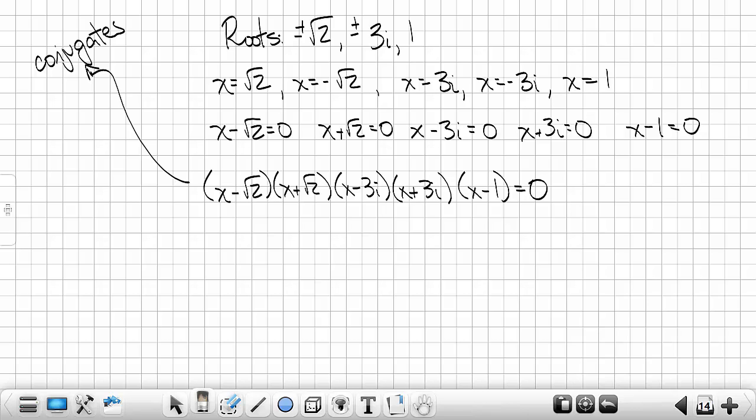Okay. So, guys, Sarah was correct earlier. There are going to be some cancellation because when you multiply conjugates, what happens? What's the big thing? There's no middle term. There's no middle term, right?